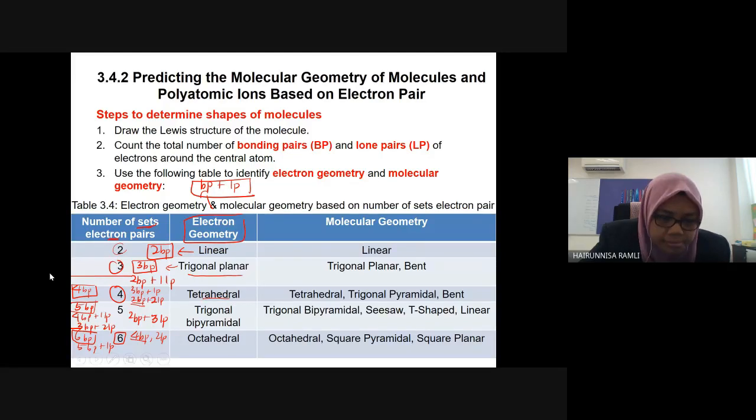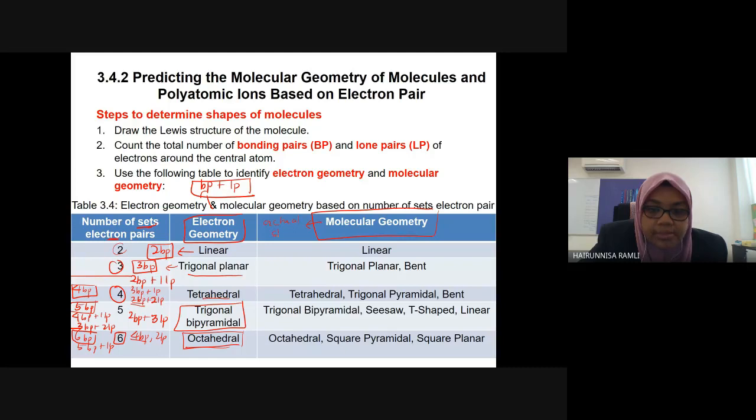Kalau 5 ada berapa ni? 5 bonding pairs, 4 plus 1, 3 plus 2 and 2 plus 3. So total ada 4. Okay, so 4-4 ni walaupun ada perbezaan dari segi bonding pairs and lone pairs, the electron geometry is also still similar sebab dia combine semua. And octahedral ada 3, 6, 5 plus 1, 4 plus 2. So total ada 3, even though they different in bonding pairs and lone pairs, bentuk dia, electron geometry dia tetap octahedral.